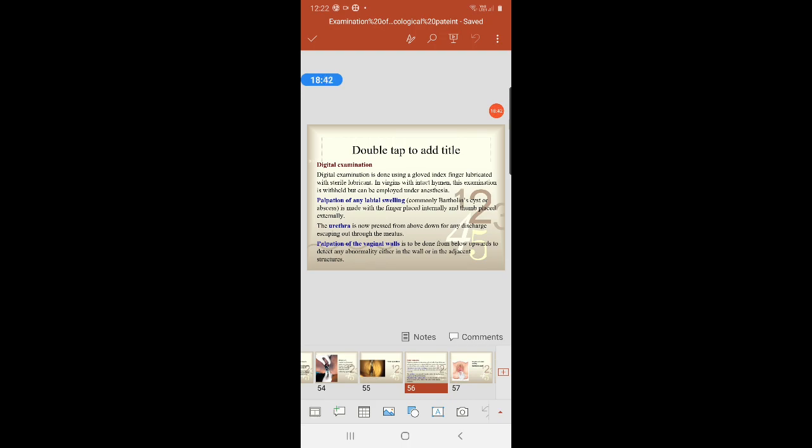Then what we have to do in the digital examination: palpation of any labial swelling, commonly a Bartholin cyst or abscess, is done with the finger placed internally and the thumb placed externally. So we can palpate the Bartholin cyst or abscess or any labial swelling. We start from the external genitalia. Then comes the urethra. The urethra is pressed from above downwards for any discharge escaping out through the meatus. Then palpation of the vaginal walls is done from below upwards to detect any abnormality either in the wall or in the adjacent structures.